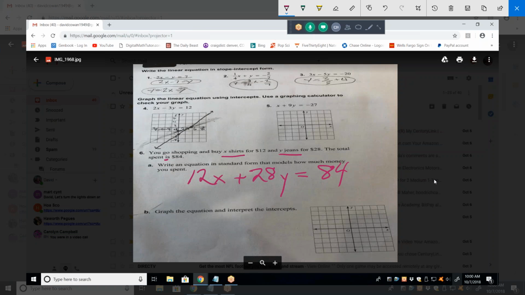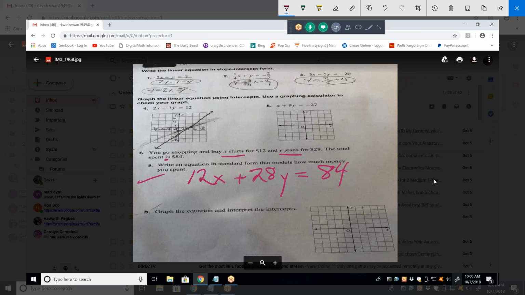This is a terrible way to solve this problem. Maybe they don't want you to solve it. That's the problem I'm saying. This is not really a word problem to solve. They want you to come up with the equation, which we did, which has got an X and a Y in it. That means we can graph it.